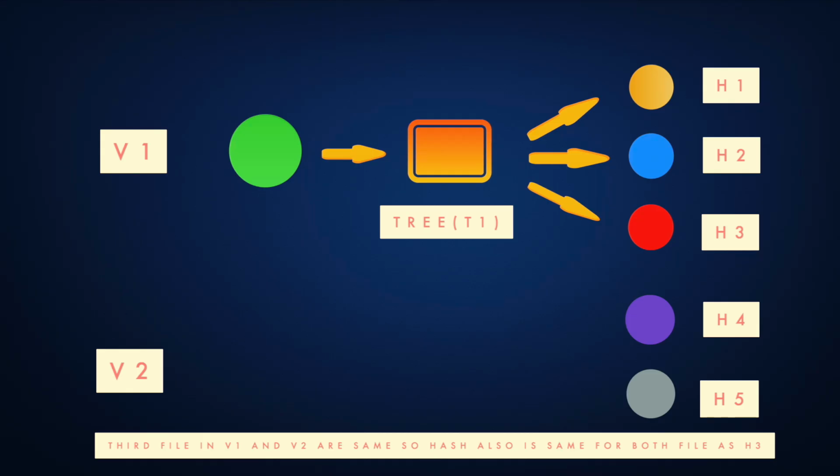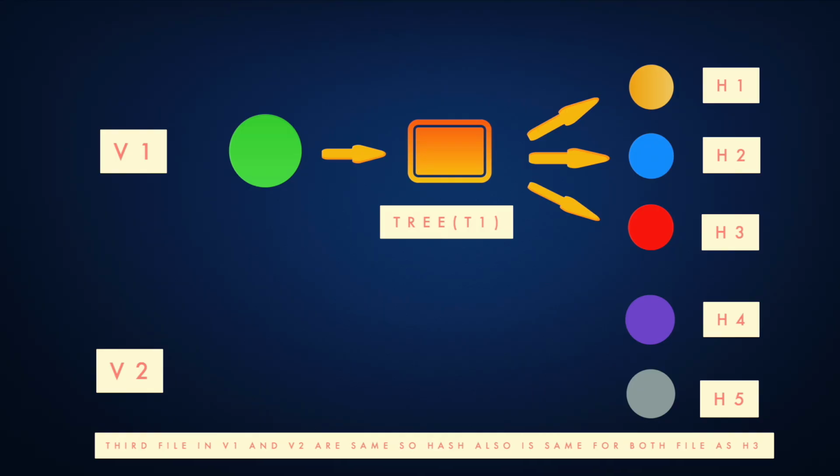Now for the third file, what I did is, in my v2 version I copied this file as it is. When you pass it to that magic hashing box, it will generate exactly the same unique identifier, because the file name doesn't matter, the content matters, and the content is the same for both v1 and v2 for the third file.